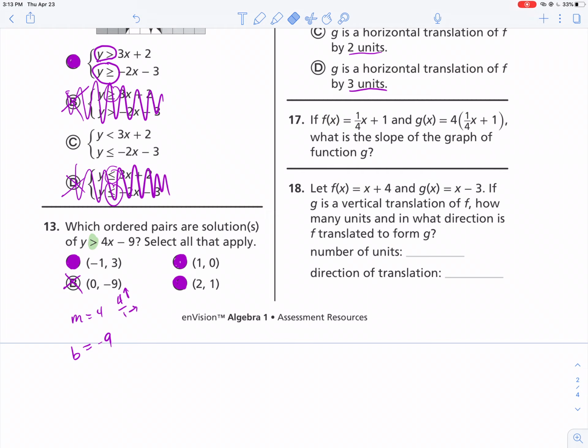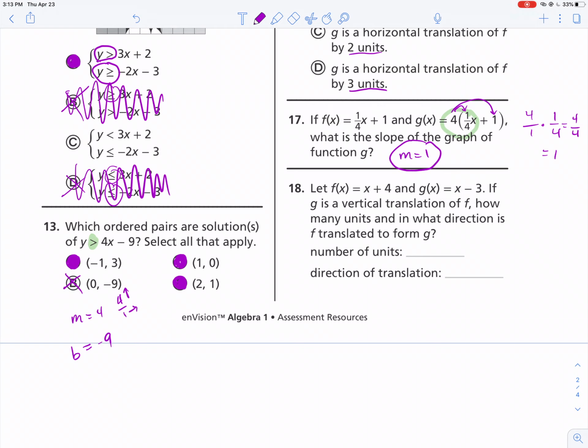Okay, number 17 gives us f of x equals 1/4 x plus 1, and g of x is 4 times that. And what's the slope? So we want to just get it to y equals mx plus b. So it's like we're taking this and we're distributing it. Well, the nice thing is we have this 4 and this 1/4. And so if we multiply those, 4 over 1 times 1 over 4, it gives us 4 over 4, which simplifies to just 1. So our slope in this case is just going to be 1.